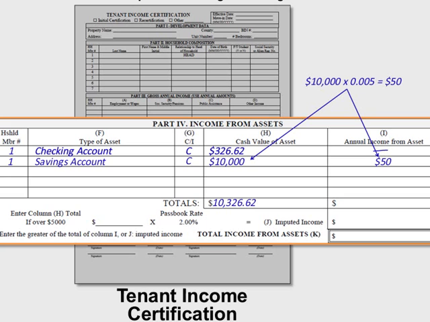So the total cash value of all assets is $10,326.62, and the total actual income from the assets would be $50. In this case, the total of column H is greater than $5,000, so we carry that $10,326.62 down here to the next line. That number is multiplied times 2% to get to an imputed income of $206.53.